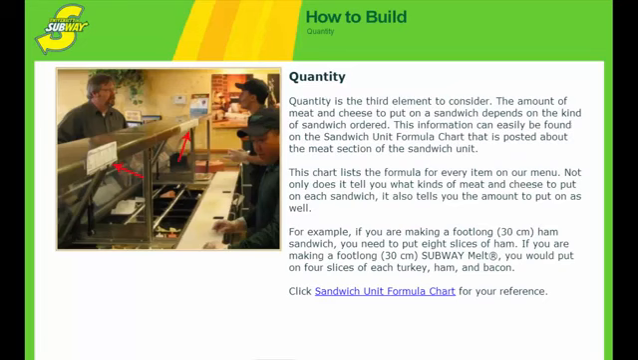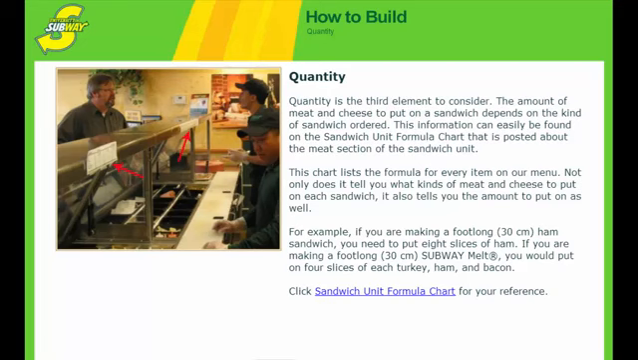Quantity. Quantity is the third element to consider. The amount of meat and cheese to put on a sandwich depends on the kind of sandwich ordered. This information can easily be found on the sandwich unit formula chart that is posted above the meat section of the sandwich unit. This chart lists the formula for every item on our menu. Not only does it tell you what kinds of meat and cheese to put on each sandwich, but it also tells you the amount to put on as well.